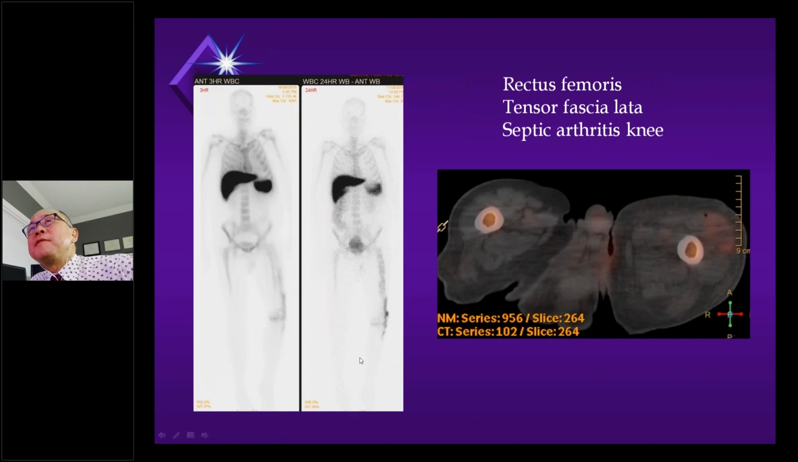And this patient infected his rectus femoris, tensor fasciae latae compartment of the thigh. And so you can see it's quite extensive. And there is as well concurrent septic arthritis of the knee, seen here on SPECT CT. There happens to be some intraosseous gas.